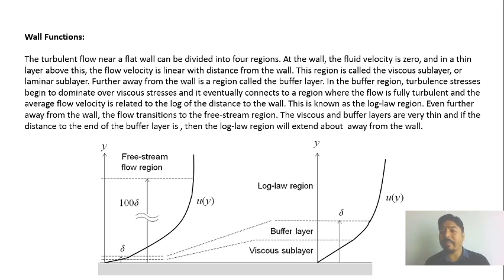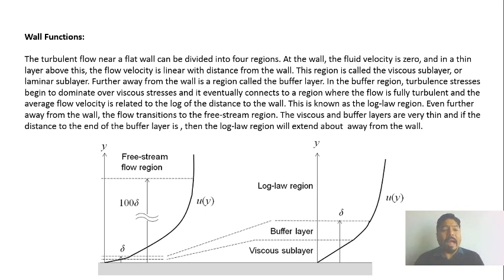That's why the velocities are almost zero near the wall. When we move in the y direction, we have the domination of turbulent forces. Due to the dominating nature of the turbulent forces, we have the development of turbulent stresses over that particular layer, which is the buffer layer.